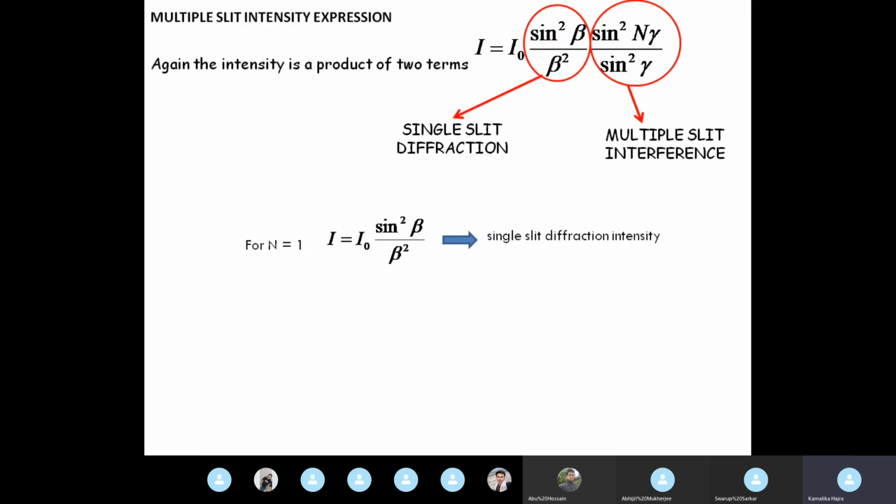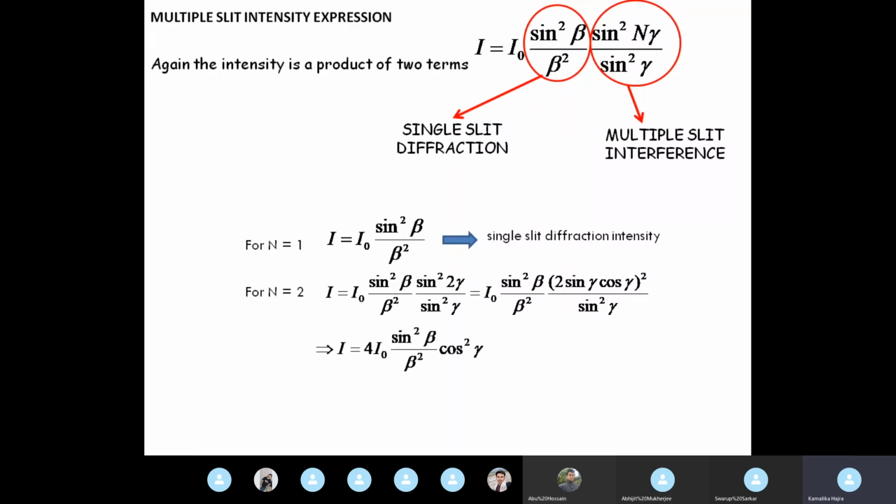When n is equal to 2, what do we get? I naught sine square beta by beta square, sine square 2 gamma by sine square gamma, and using your simple trigonometry, we get this to be 4 I naught sine square beta by beta square cos square gamma, which I'm sure all of you can recognize is the double slit diffraction intensity.